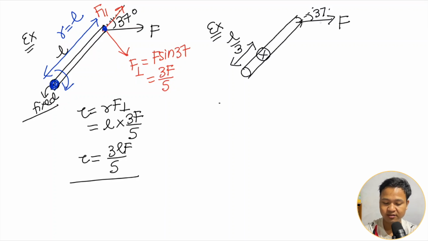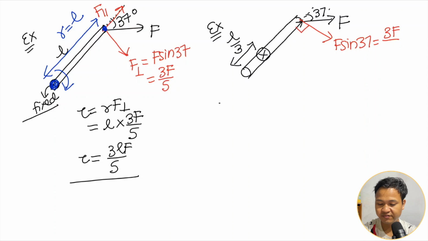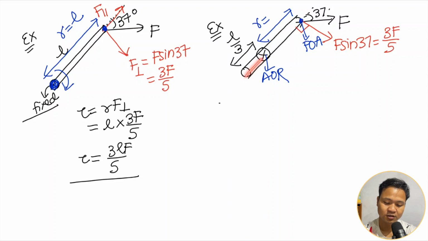So here again F is perpendicular to PM, so F sin 37 is 3F by 5. The point is fixed, that is the axis of rotation, and the force is applied here. So the point of application of force, the distance between these two is your r. The total length is L, and this part is L by 3, so L minus L by 3 is r.